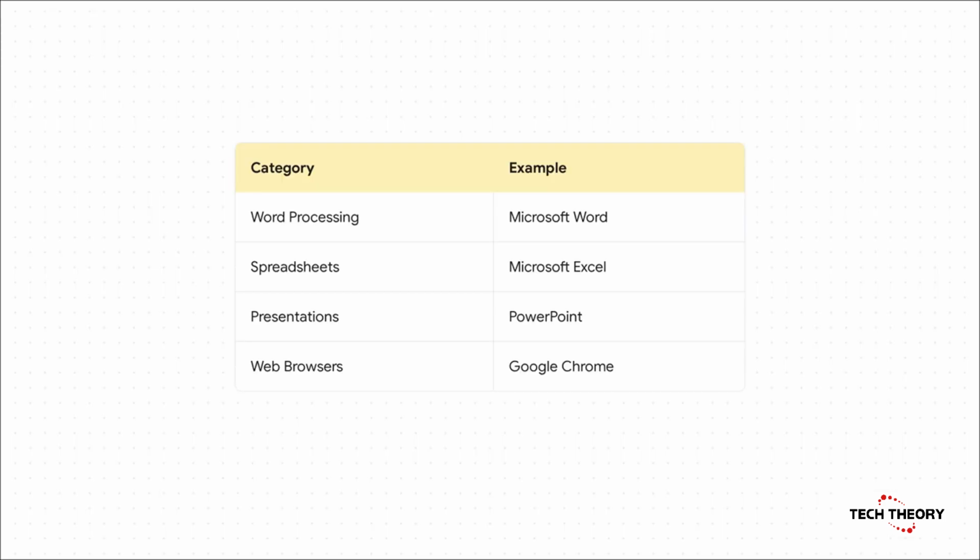I mean, just look at this list. You probably recognize every single one of these, right? These are the general-purpose workhorses of the digital world. They're so common we don't even say, "I'm going to create a document" anymore. We just say, "I'm going to open up Word."